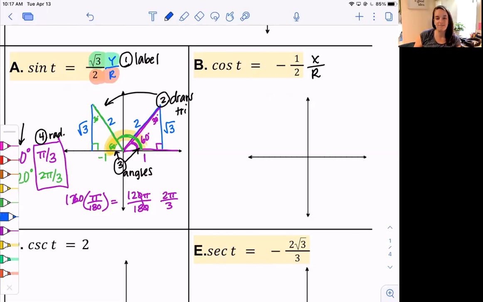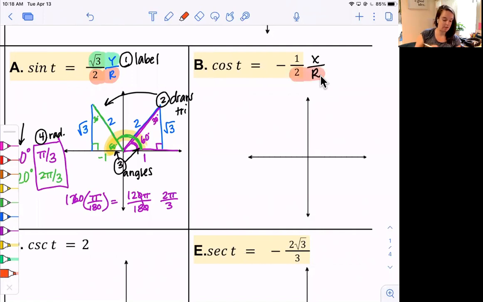Okay. Can my radius be negative? I know my fraction is negative. Can my radius be negative? No. Remember, radius is just the distance from the center. My radius cannot be negative. So 2 is my radius.